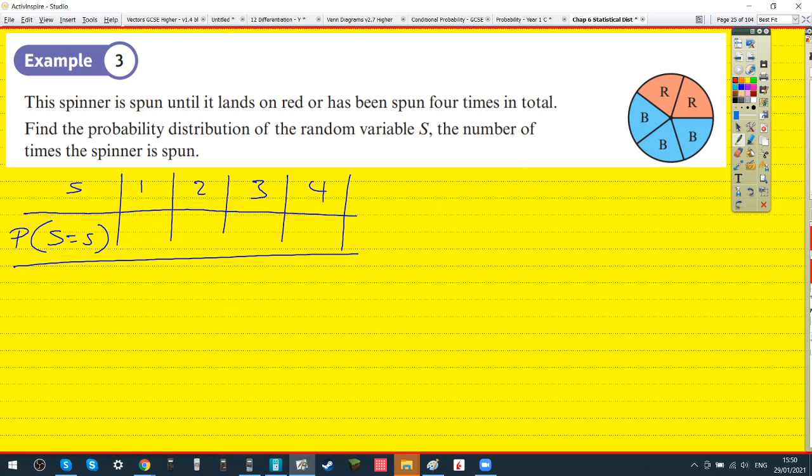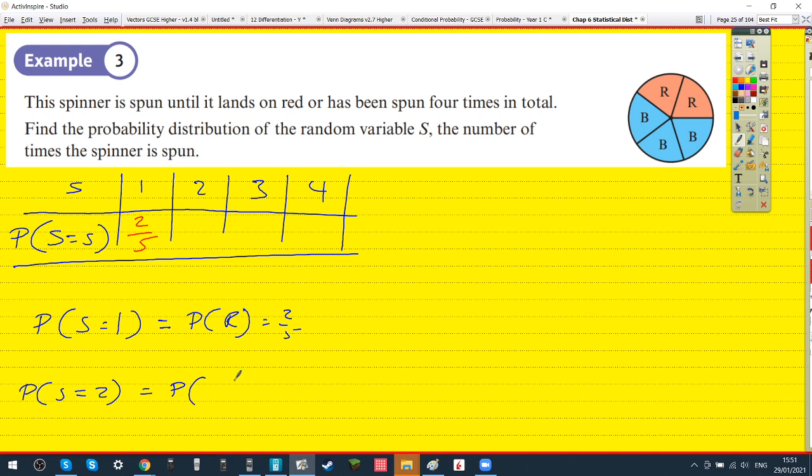Okay. And so what's the probability it's spun once? 2/5. Yeah. Okay. How about the next one? Will that then be 2/5 times 2/5? It wouldn't be. Basically, the probability that S is 1 is the same as the probability of getting a red. Yeah. The probability that S is 2... Yeah, go on. No, I think I was wrong.